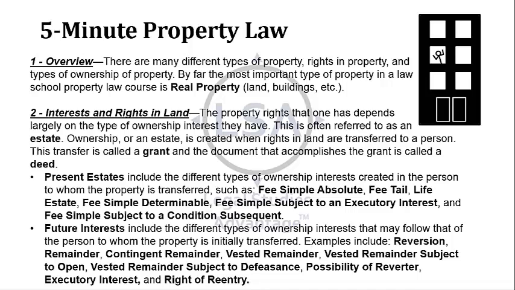Future interests include the different types of ownership interest that may follow that of the person to whom the property is initially transferred. Examples of these include reversion, remainder, the contingent remainder, vested remainders subject to open, the vested remainder subject to defeasance, the possibility of reverter, the executory interest, and the right of re-entry.